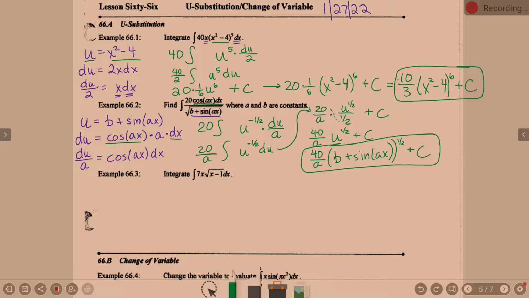Okay, moving along. Example 3. Integrate 7x square root of x minus 1 dx. Okay. You realize we're integrating something to the 1/2. So what is my u value? Okay, the insides, and so x minus 1.